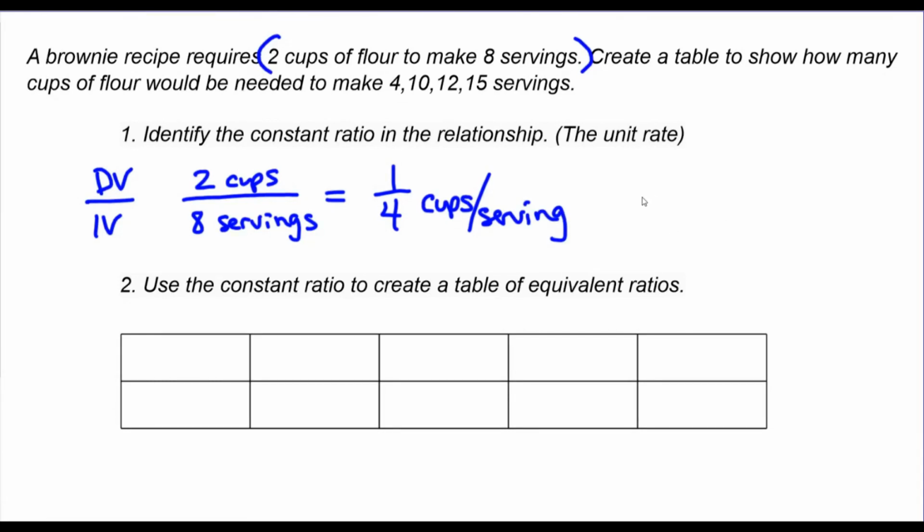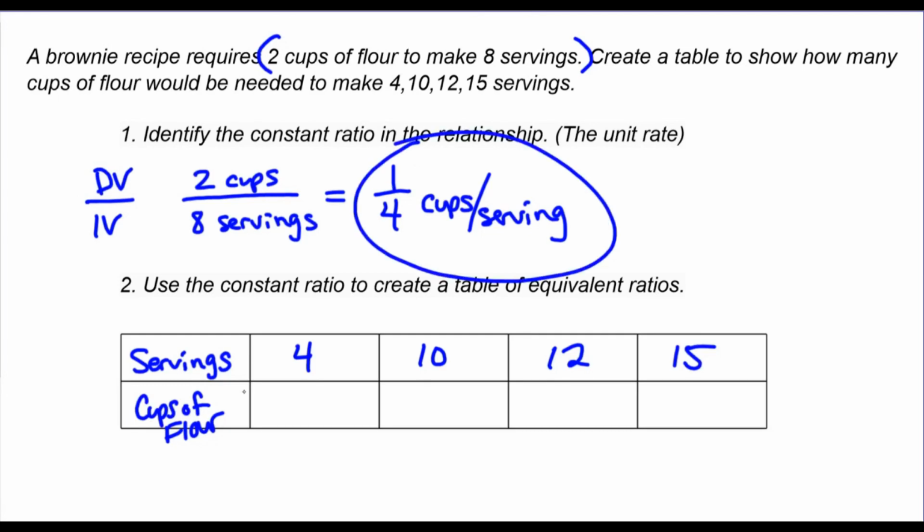So I'm going to use that now to fill in my table. And I know my independent variable is servings, so that's going to go here. Independent variable always goes on the top of your table, and the dependent variable will always go on the bottom. So this is going to be cups of flour. And I wanted to know how many cups of flour it would take to make 4, 10, 12, and 15 servings. So now I know that part of my table. So now I just need to use this unit rate to help me fill in the rest.